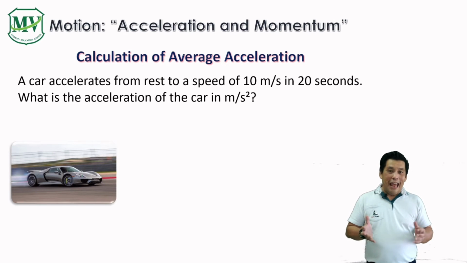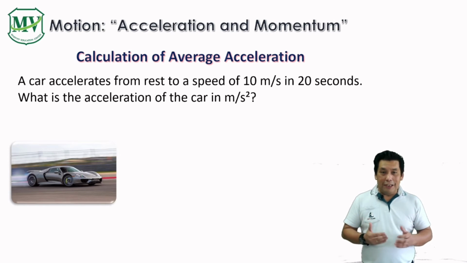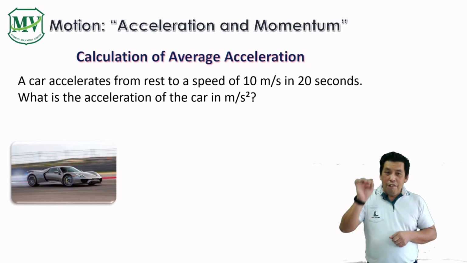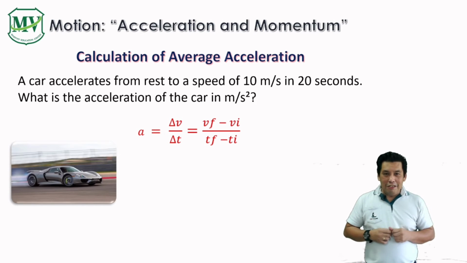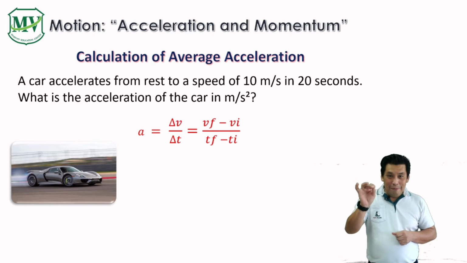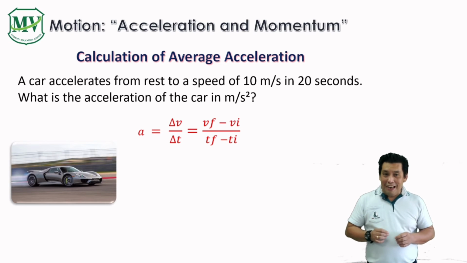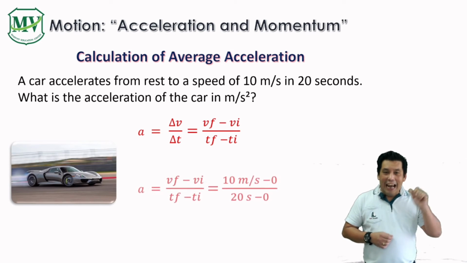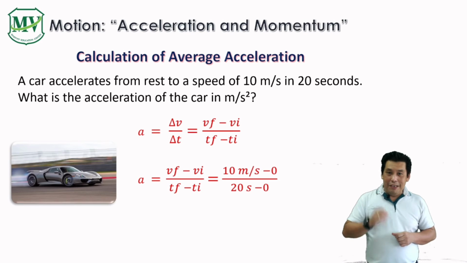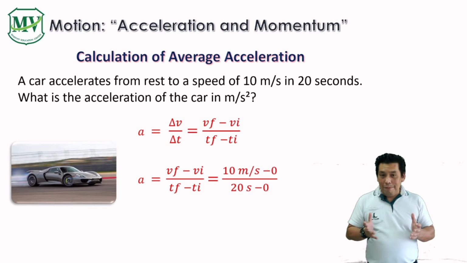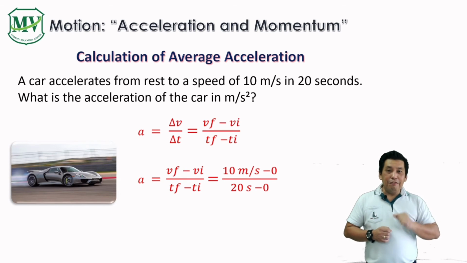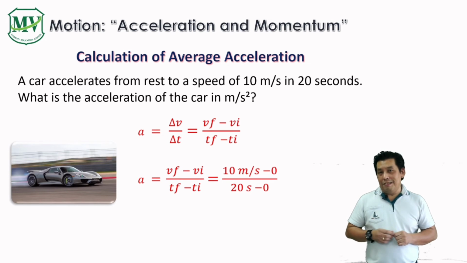Now, in this problem, the car is accelerating to a speed of 10 meters per second in 20 seconds. To get the average acceleration, you should have your final velocity minus your initial velocity divided by the final time minus the initial time. Now, since the car accelerates from rest to a certain speed, your initial velocity should be 0, and your final velocity should be 10 meters per second. The initial time, since the object is at rest, will also be 0, and the final time should be 20 seconds.